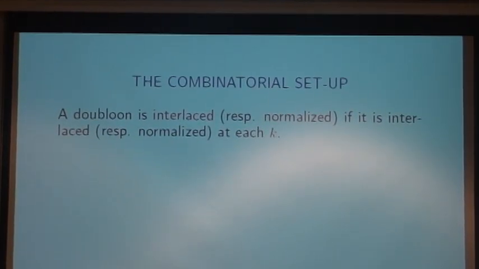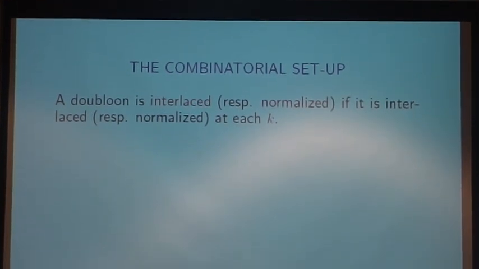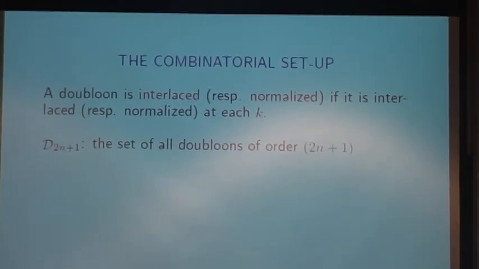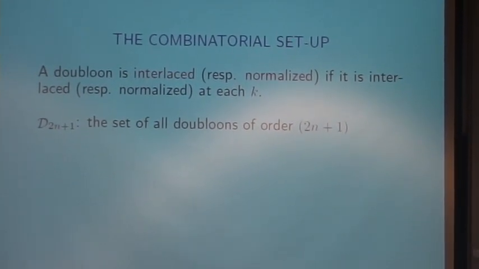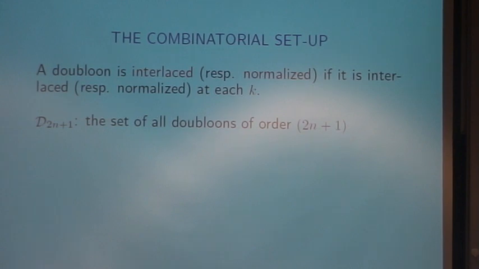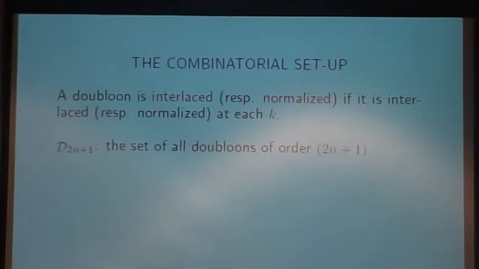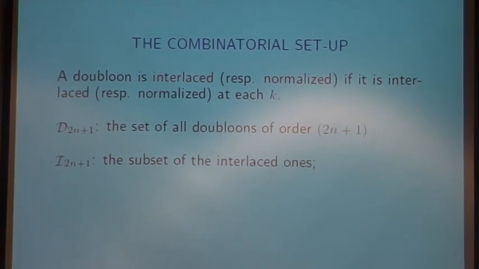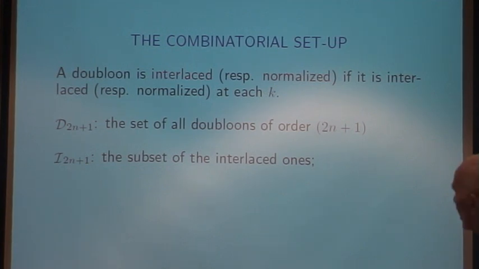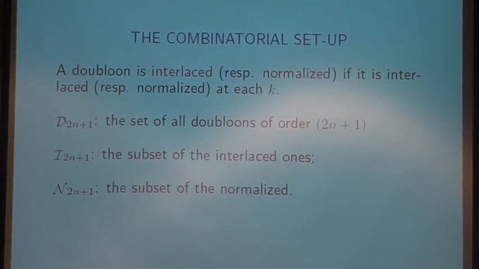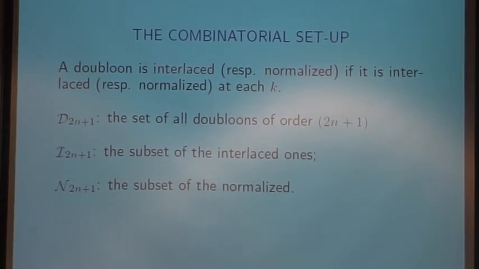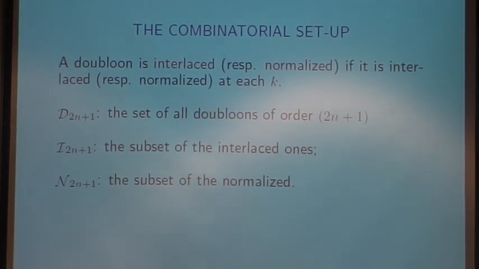Now we would say that a doublet is interlaced if it is interlaced all over. And those are the sets of interlaced doublets, and we call it TD sub 2n plus 1, doublets, 2n plus 1. Now, if it is interlaced, I sub 2n plus 1, no problem. D is for doublet, I for interlaced, and N for normalized.